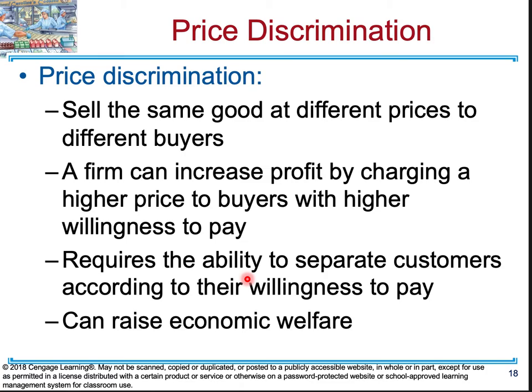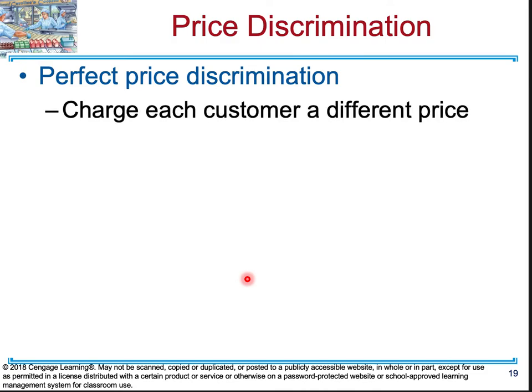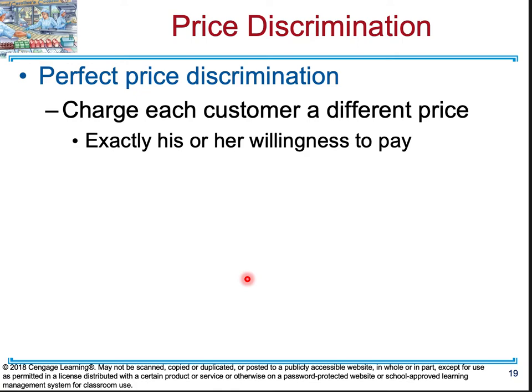The theaters. There's all kinds of examples in your everyday life that you have gone through that price discriminate. So perfect price discrimination, this is where you charge each customer a different price. So this is their exact willingness to pay. Now this is very, very hard to do. Again, you would need to have perfect information and you need to know what each individual is willing to pay.